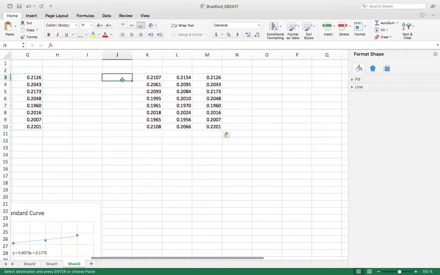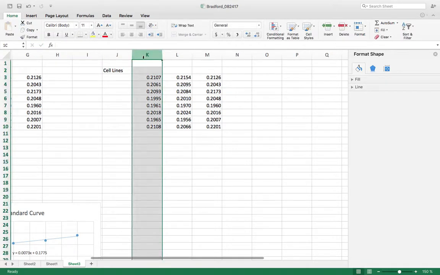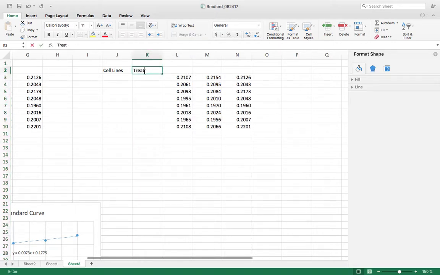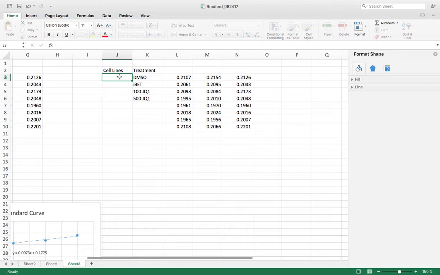So this is cell lines, and this is all just, I'm just doing an example from my data, so I'll do it completely. And then I treat them with a certain amount of drugs. So in this case, DMSO is just a control, IBET1 is a certain inhibitor, and then I do 100 JQ1 and 500 JQ1. And in my first cell line is called RI1. The second cell line is U2932.